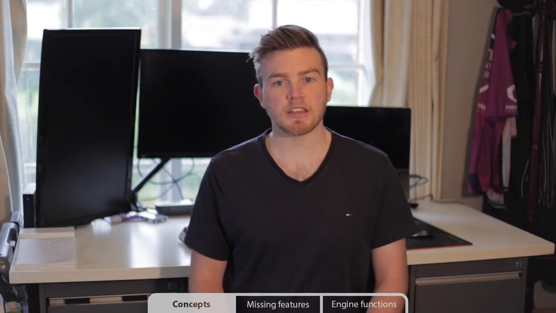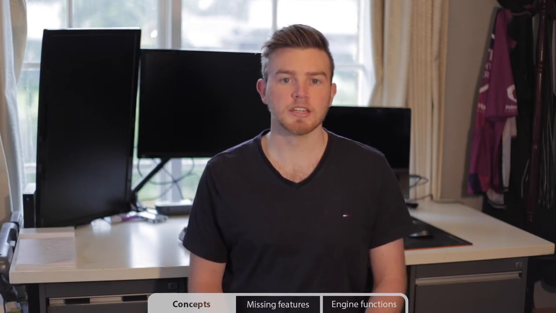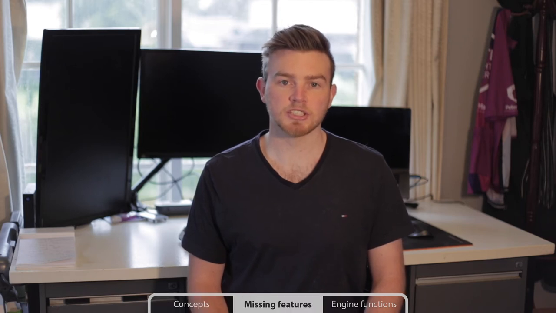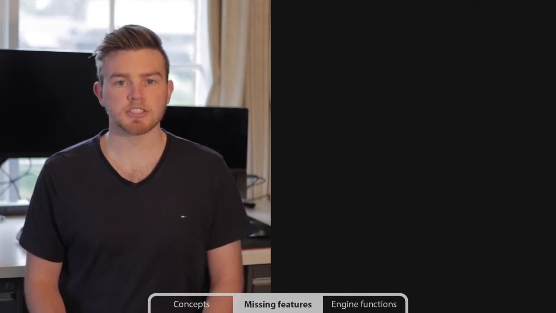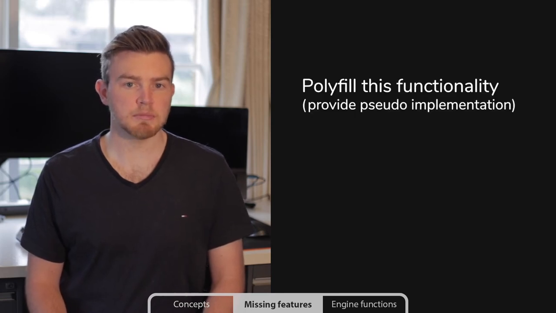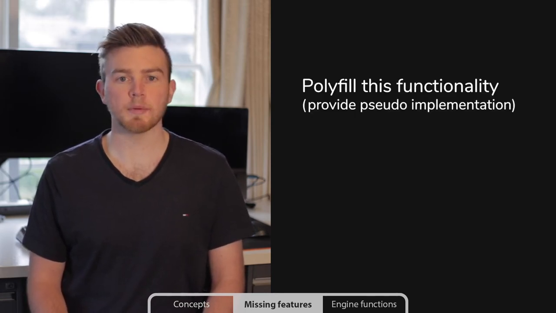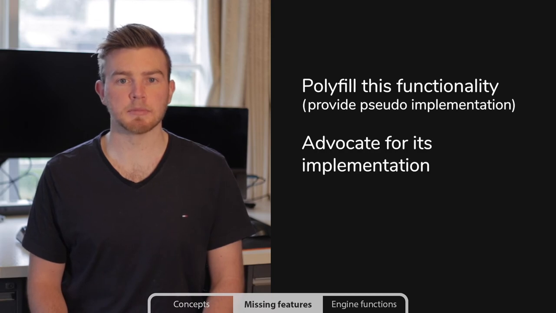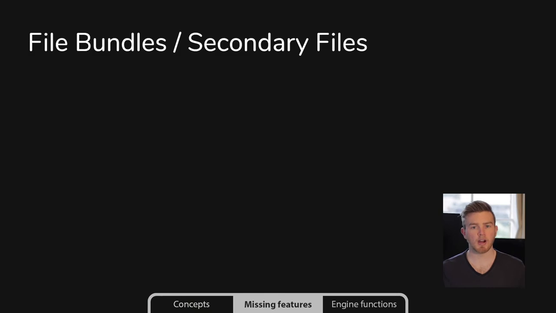As part of this mapping process, we identified functionality that doesn't exist in either representation, and this is the core of our second challenge. When we encountered missing functionality, we approached it in two ways. We could polyfill this functionality, providing a pseudo implementation, or we advocated and participated in its implementation in the alternate specification. First, let's talk about groups of files.